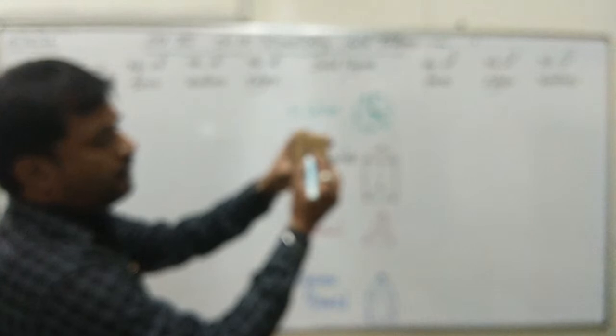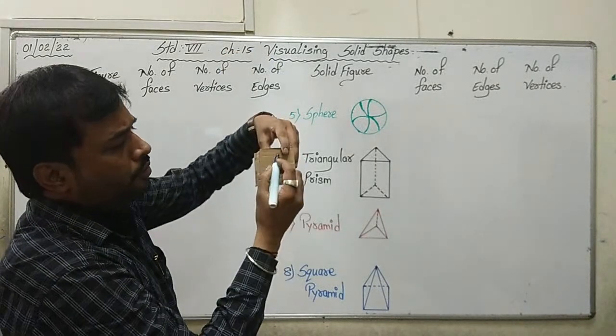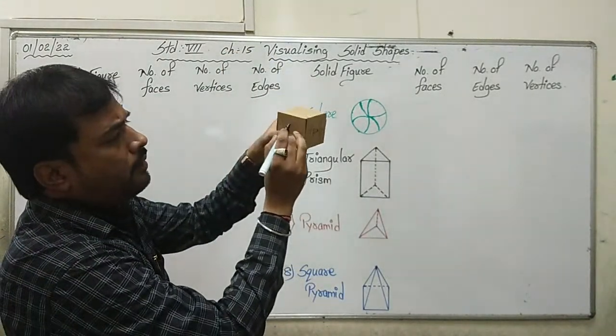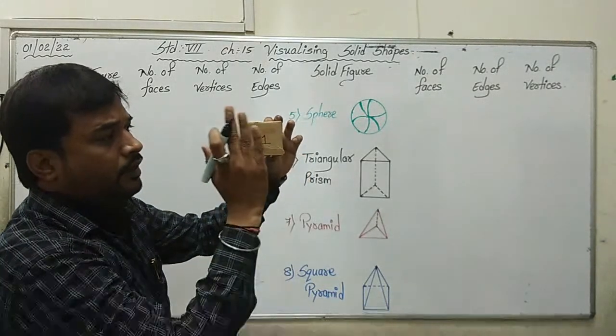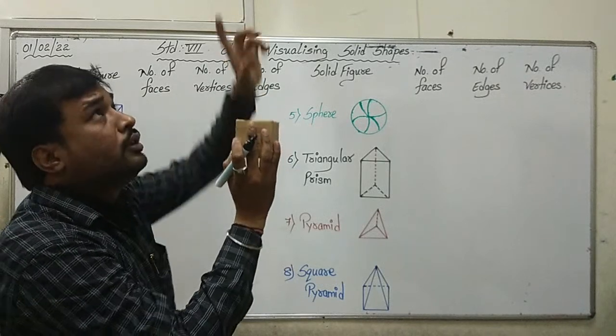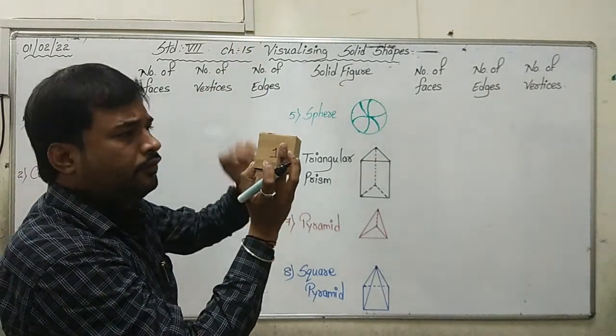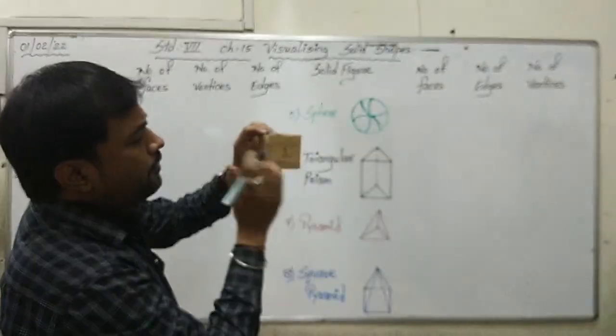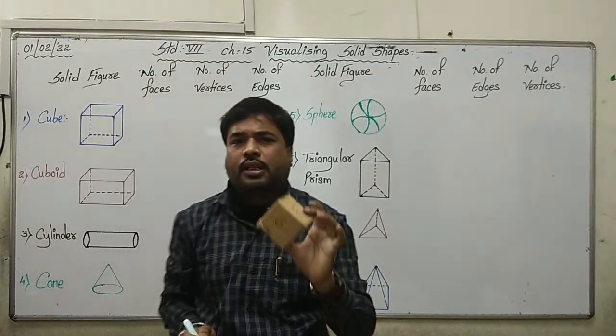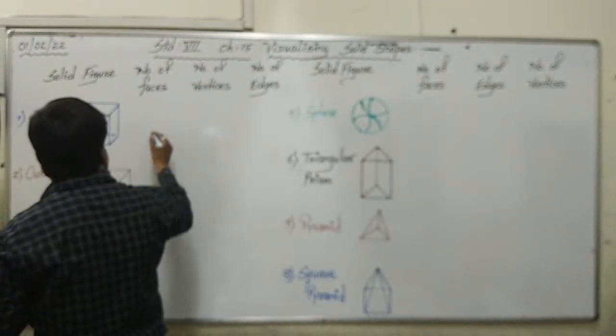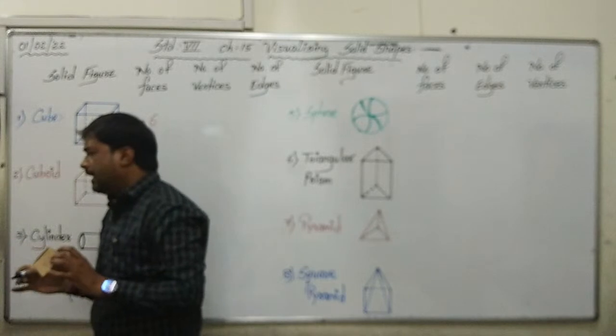So here you can see front and back. Two faces are there, front and back. Similarly, top and bottom. Can you understand? Front, back, total 2. Top, bottom, again 2. 2 plus 2, 4. Left and right, so 5 and 6. So total how many faces are there? Total 6 faces are there.